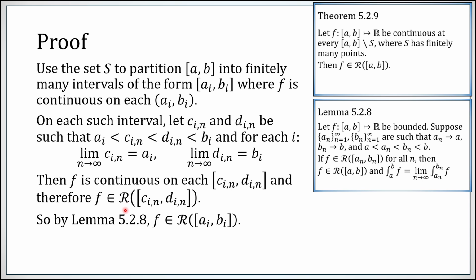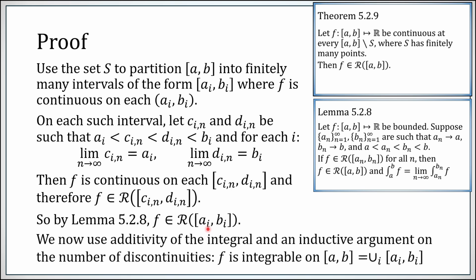So by what we just proved, since the function is integrable from c_i,n to d_i,n, and c_i,n is converging to a_i and d_i,n is converging to b_i, we get that f is in fact Riemann integrable on every piece from a_i to b_i. Now we have finitely many pieces, so we use the additivity of the integral to glue these pieces up and establish that f is integrable on that finite union, which was just the interval from a to b. It's very crucial here, by the way, that we have finitely many pieces.